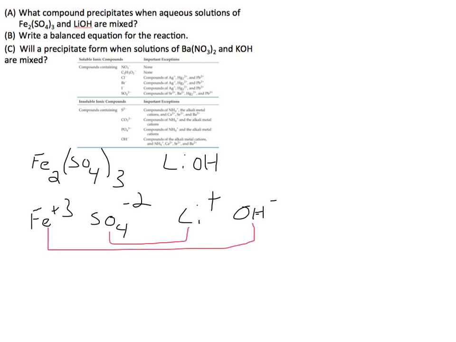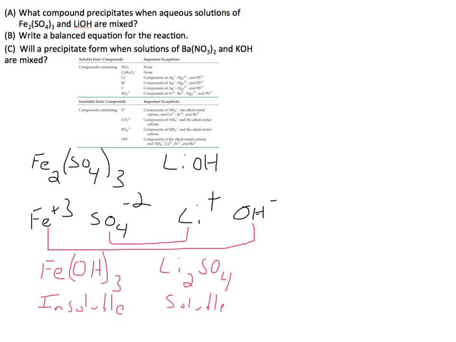And what we end up getting is iron hydroxide, Fe(OH)3, and we get lithium sulfate, Li2SO4. Okay, and then if we look at our solubility rules, we see that lithium sulfate is soluble. We see that iron hydroxide is insoluble. So we know that's going to precipitate. So the next thing it says is, what compound precipitates? Well, that's iron hydroxide.